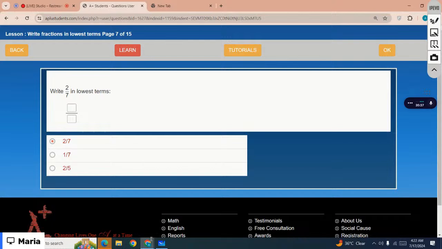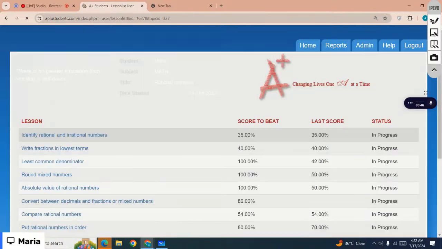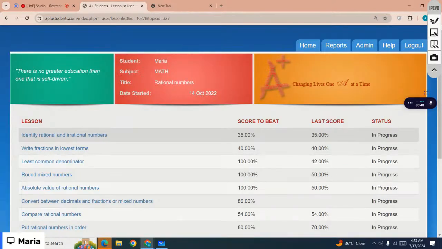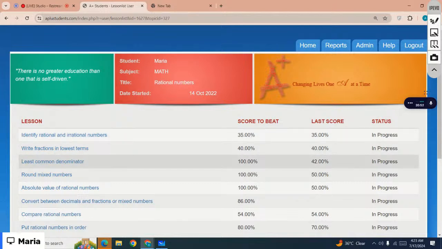Okay, you can complete the lesson by yourself today. Let me just move on to the next lesson. The next lesson is least common denominator. Let's just start with the next lesson, that is least common denominator.